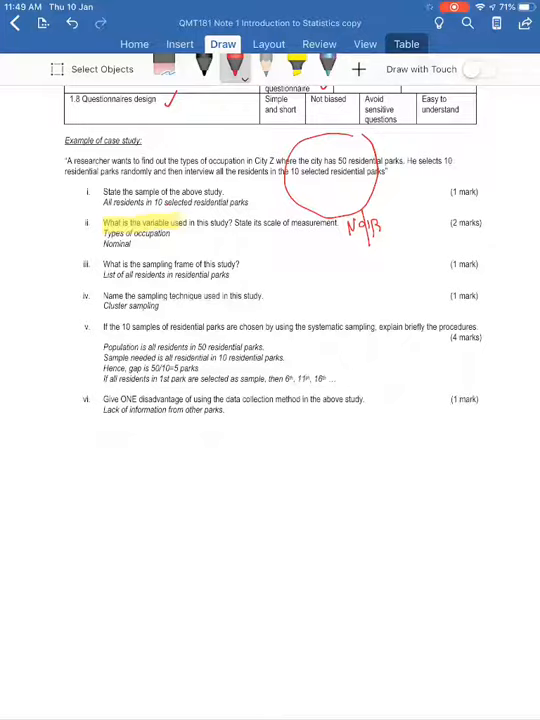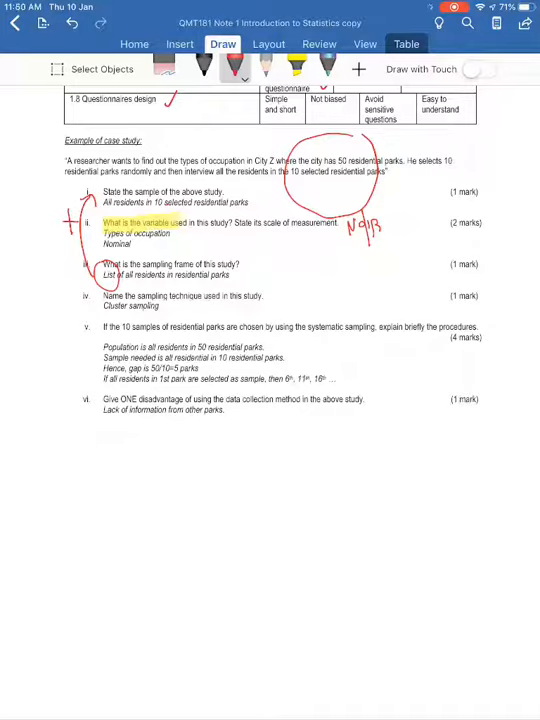What is the sampling frame? Sampling frame must have the word list in front. If not, it is wrong. Sampling frame is a list of population. So, list of all residents in 50 parks, in all the parks. Not a list of 10 parks, not a list of all residents in 10 parks, not. It is all residents in 50 parks, because the concept of sampling frame is a list of population. Sampling technique used is cluster sampling.